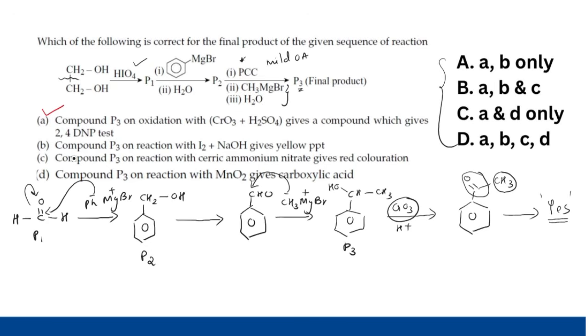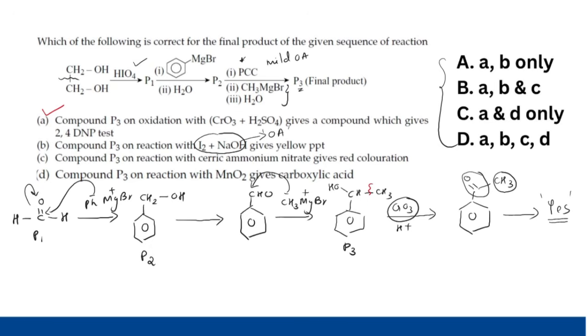Now, let's check for statement B. Compound P3 on reaction with iodine in NaOH gives yellow precipitate. Remember, iodine in sodium hydroxide is also an oxidizing agent which converts the methyl ketones to the carboxylic acid.